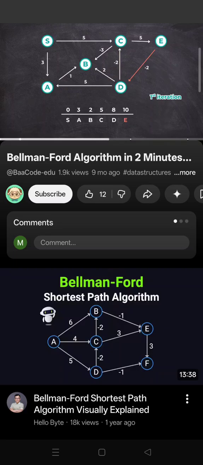The first iteration is now complete. We'll run the second iteration, but none of the values will improve, so we can stop here. Now I'll replay the whole process with animation. There's no voiceover during the animation, so watch carefully.